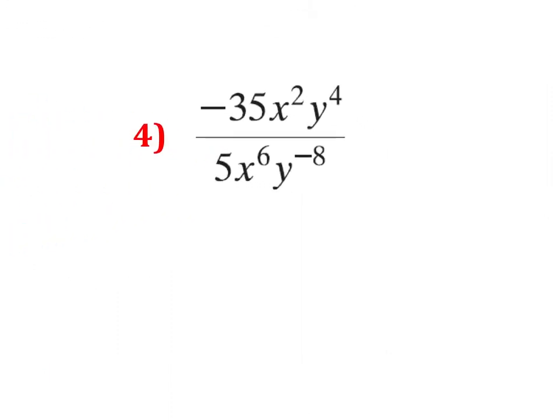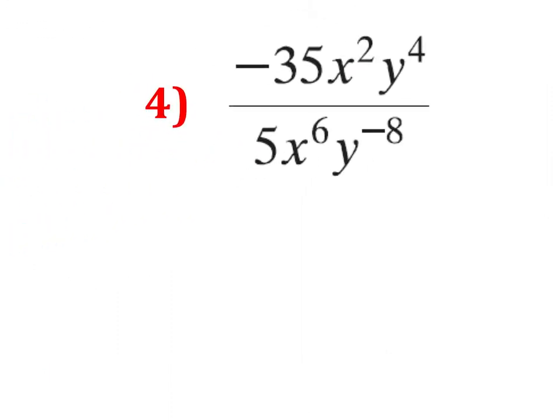All right, number 4 here. Number 4 might look scary, but I promise you it's not. We have negative 35 x squared y to the fourth all over 5 x to the sixth y to the negative eighth. Just like before, I'm going to kind of color code these.